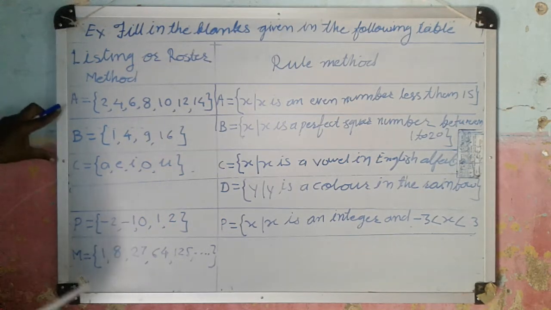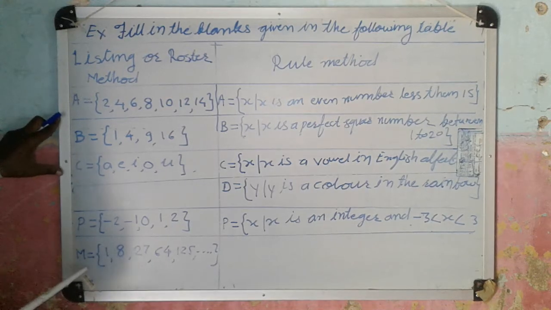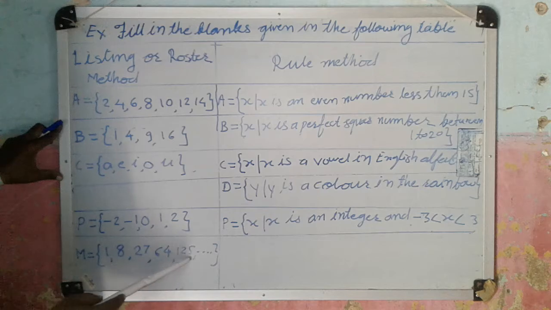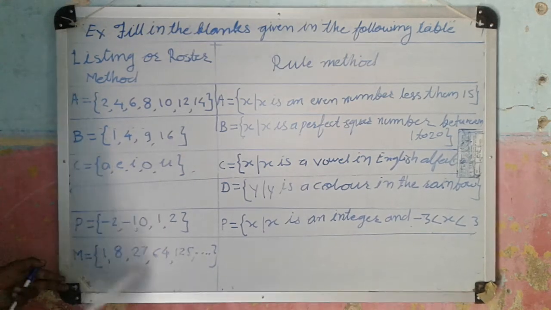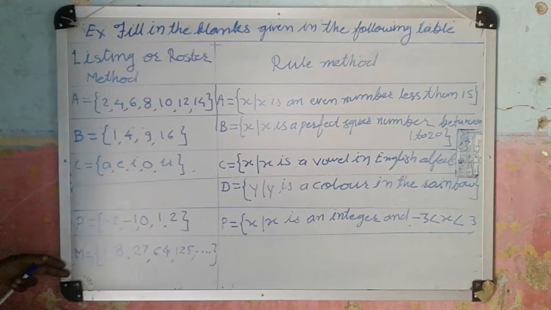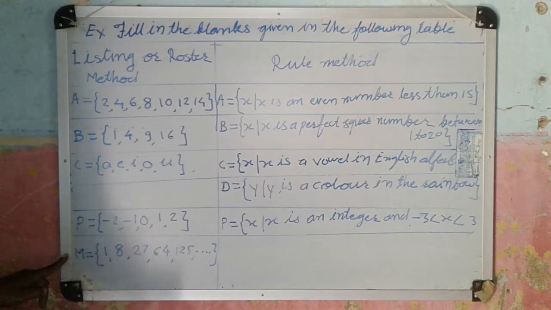Now the next example. Here is a set. The elements are 1, 8, 27, 64, 125 and so on. Now observe these numbers. By which property are these numbers written? If you think over it, we can find that these numbers are cubes of natural numbers.